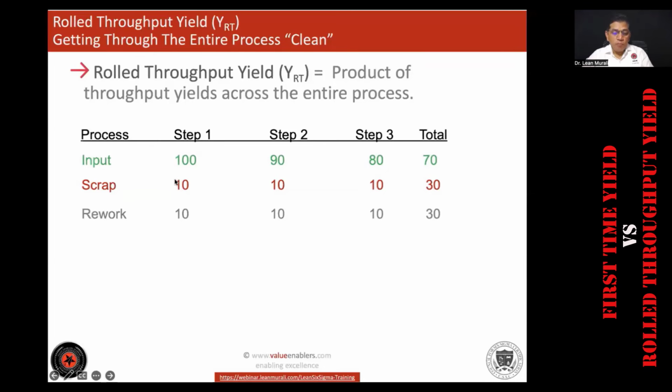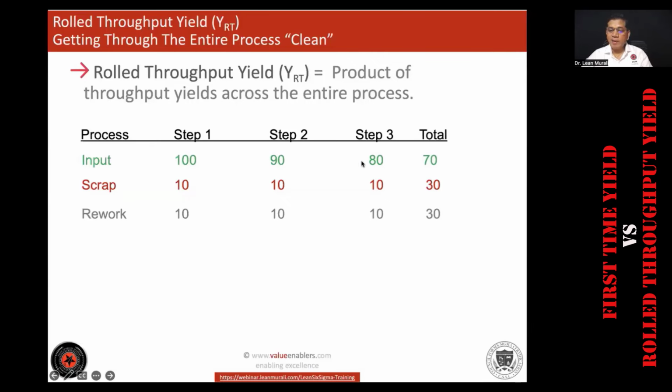See, in the first step, 100 units were taken. 20 was defective, but 10 was reworked and put back. So if 20 was defective, balance is 80, 10 was reworked and put, it becomes 90. So 90 came into step 2, 20 became defective, so it becomes 70. But 10 was reworked and put back, it became 80.